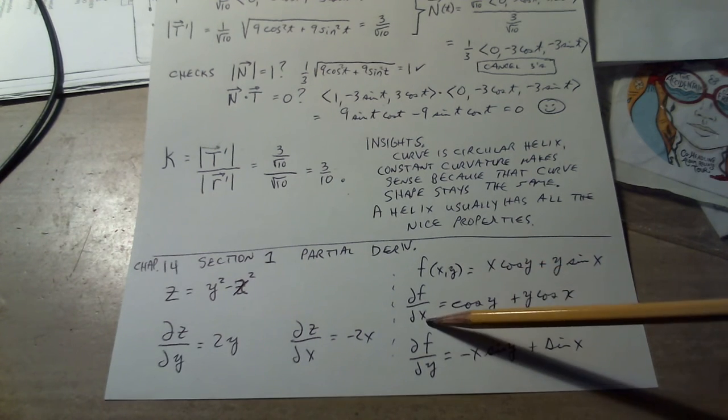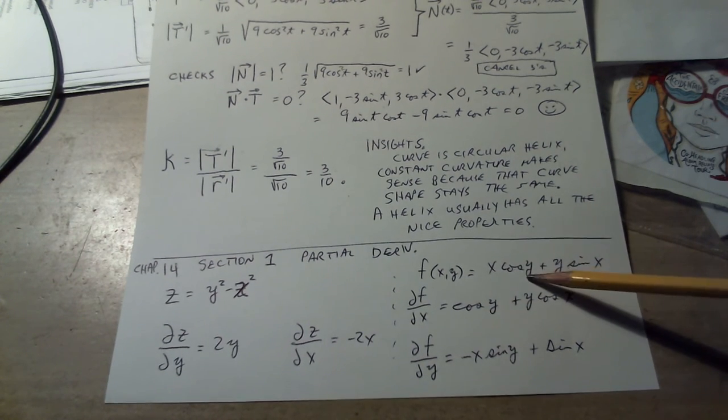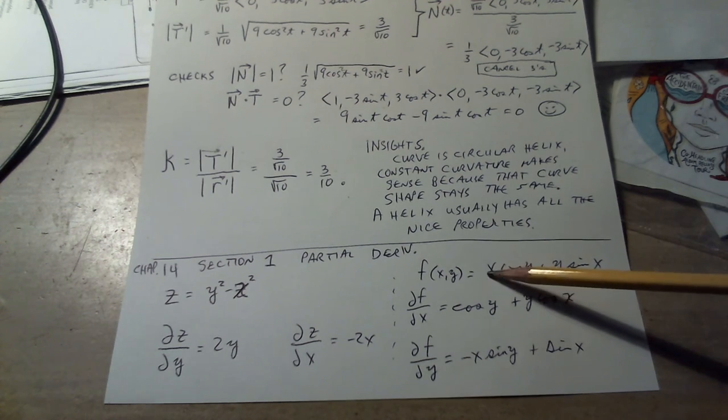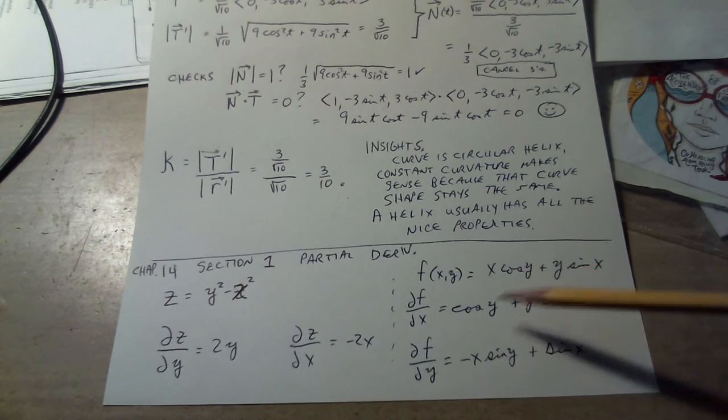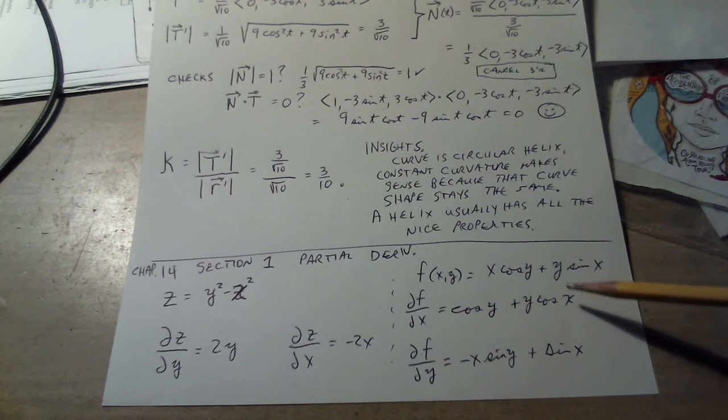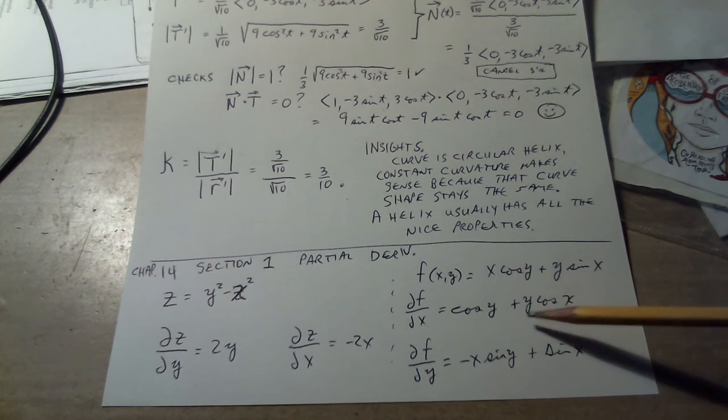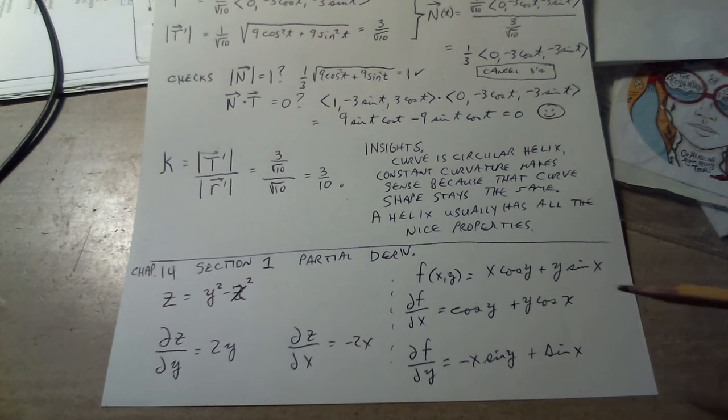So you treat x as the variable. Cosine y is just a fancy constant. So the derivative of 5x is 5. The derivative of x cosine y is cosine y. Plus y sine x, where y is like a constant out front. So the derivative is y cosine x.